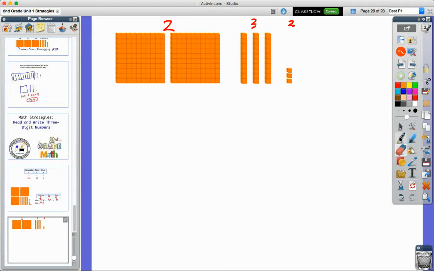But so I know that there are 2 groups of 100, which is equal to 200, 3 groups of 10, which is equal to 30, and 3 ones. I put that all together. Again, I can just say it out loud. 233 gives me my 3-digit number, 233.